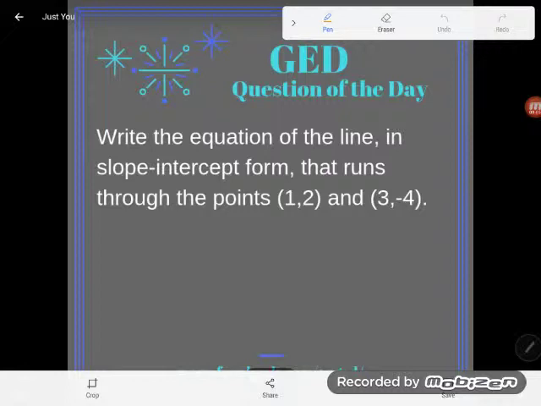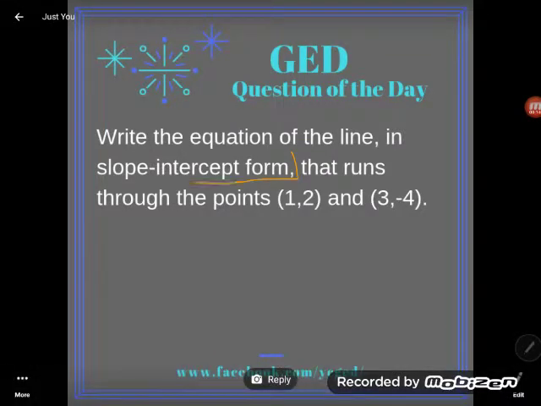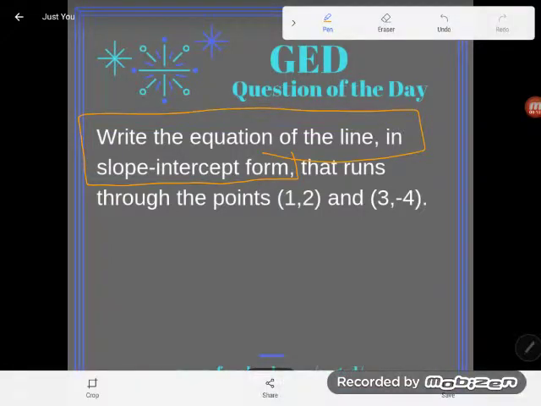Take a look at what we've got here. It says write the equation of the line in slope-intercept form. So there's my directions: write the equation of a line in slope-intercept form that runs through the points (1, 2) and (3, -4).